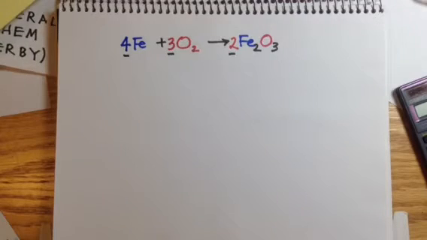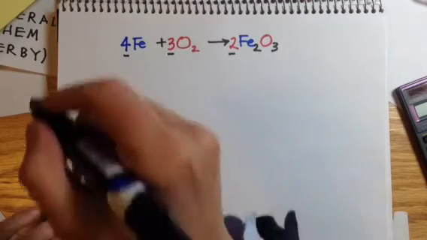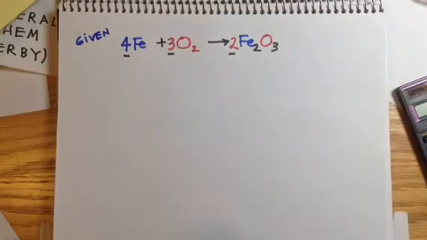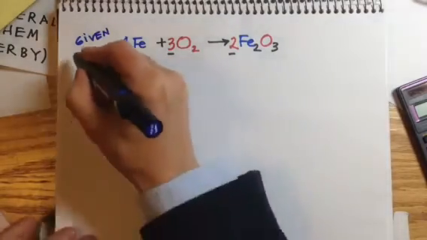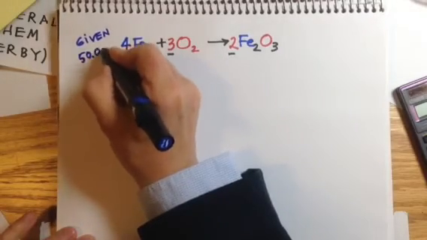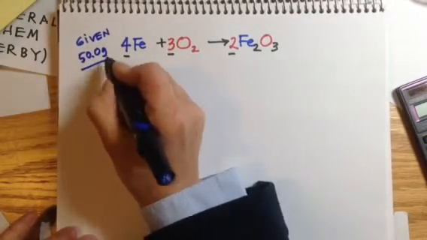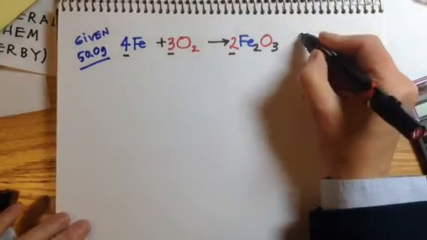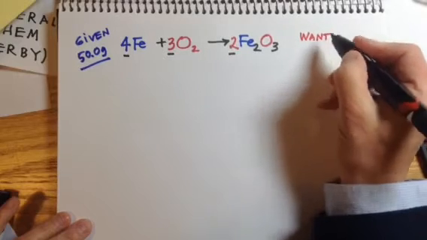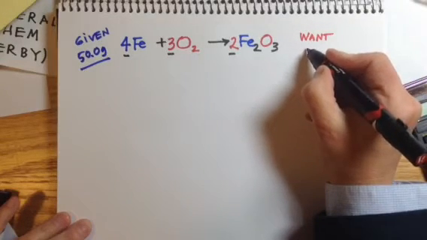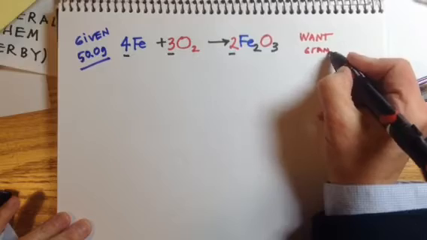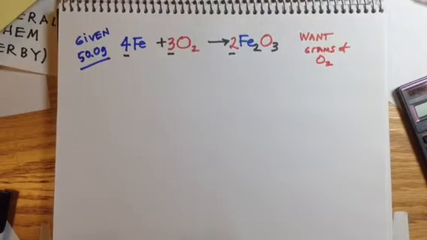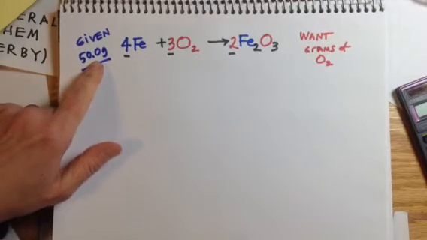Now let's say that you are given 50 grams of iron, and you want to find out the grams of oxygen you would need to perfectly react with those 50 grams of iron.